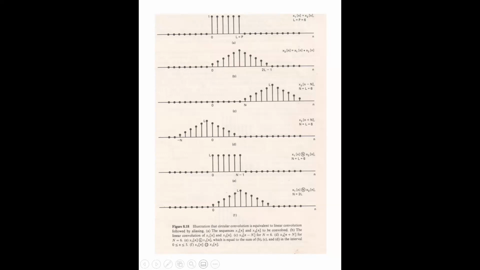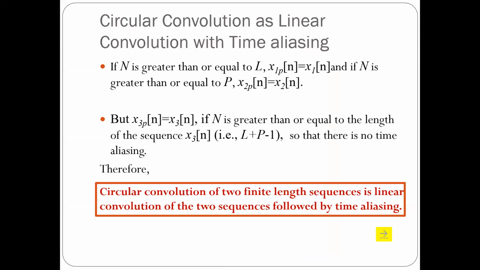So this has to be established. The value of capital N has to be greater than or equal to L plus P minus 1 for circular convolution to be the same as that of linear convolution. Now, if this value of capital N is less than L plus P minus 1, then there will be time aliasing for some samples, and the values for which you have time aliasing are incorrect, and the values for which you do not have any time aliasing are correct. So let us move on. Circular convolution of two finite length sequences is linear convolution of the two sequences followed by time aliasing.